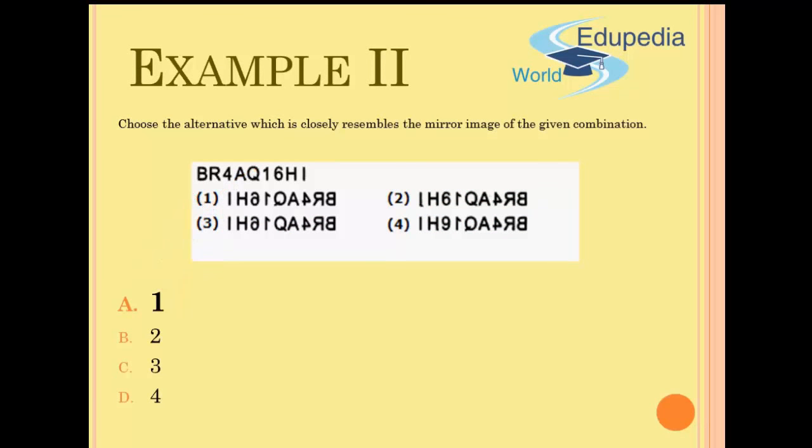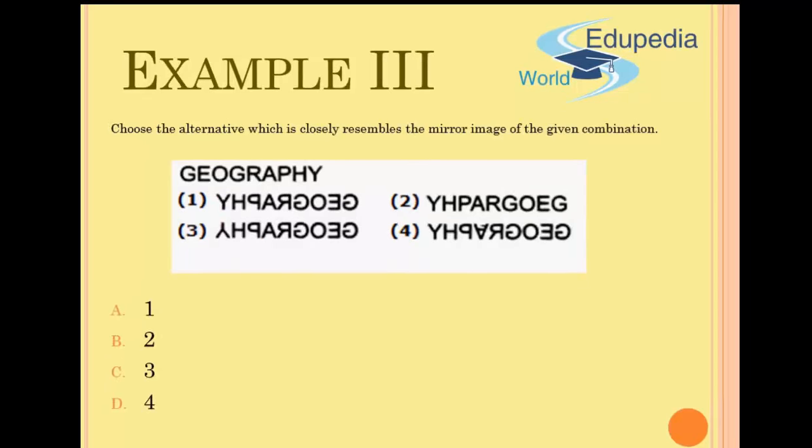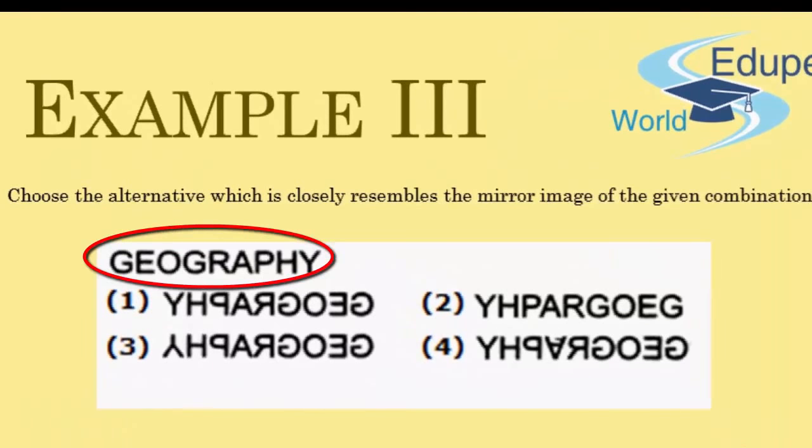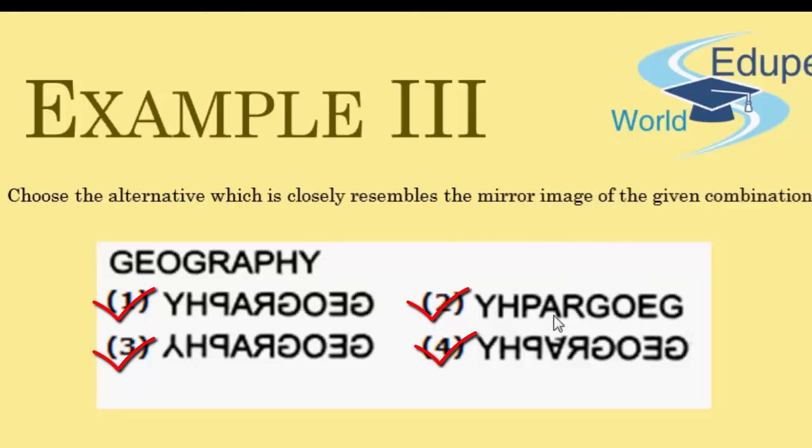Let's take a look at example 3. Okay, let's practice with a few more. Okay, now we have the word geography. How will geography look when seen in the mirror? First of all, it should run from right to left. Okay, the order of the letters has to be inverted. So it will start with Y and end with G. I see that all the 4 options satisfy that criteria. Okay, all the 4 options are starting with Y and ending with G. So that is not a problem. And all the 4 options satisfy the first condition.